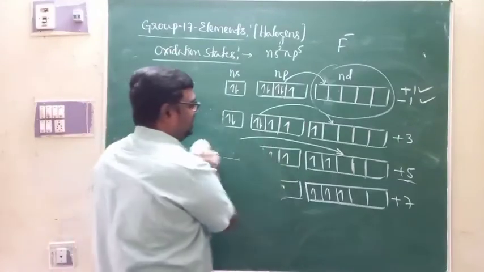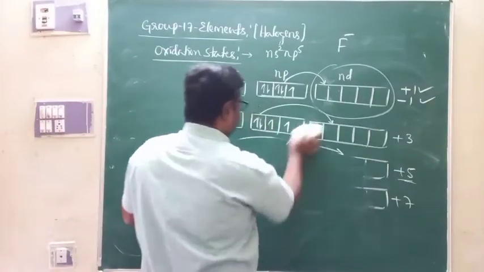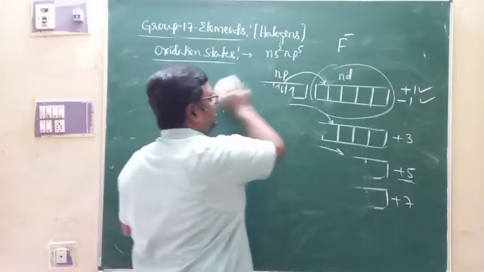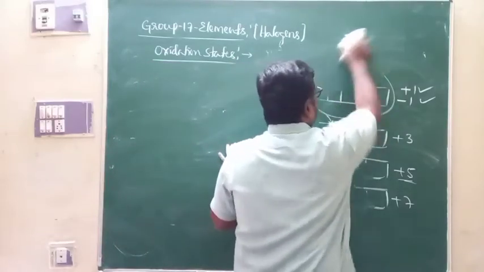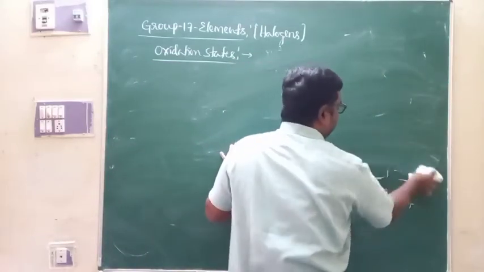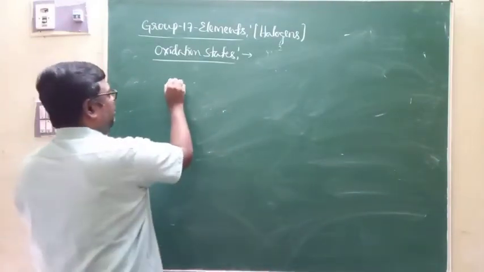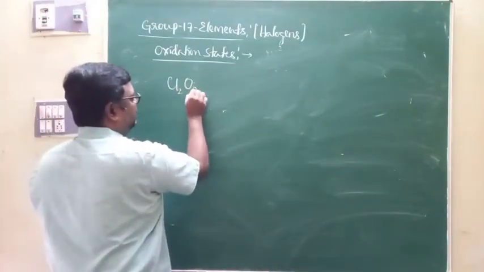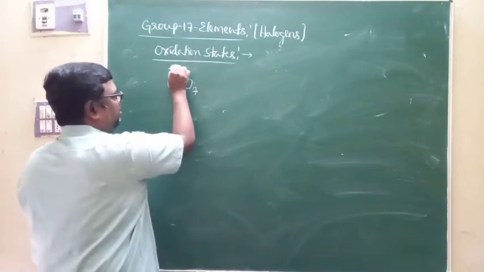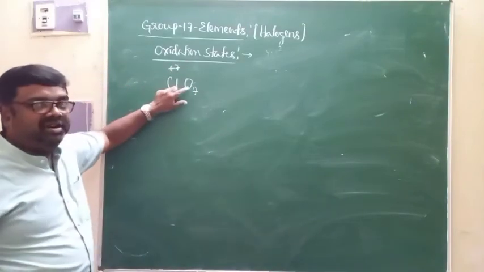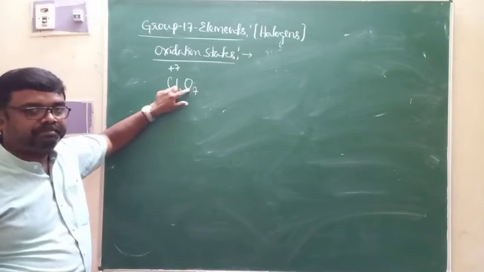And of course, as far as halogens are concerned, halogens exhibit higher oxidation states when they come in contact with highly electronegative elements like oxygen. For example, chlorine will be in the +7 state when it comes in contact with oxygen there.